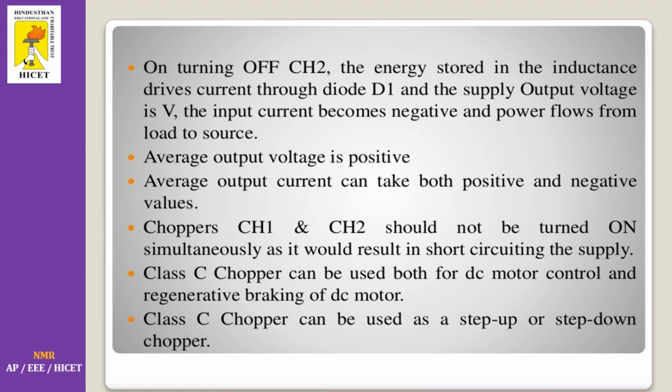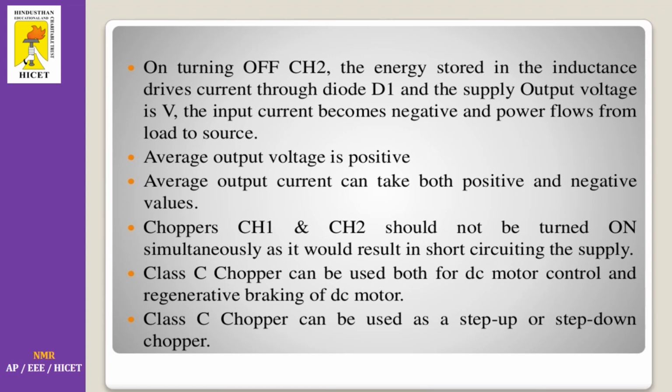On turning off CH2, the energy stored in the inductor drives the current through the diode D1 and the supply. The output voltage is V. The input current becomes negative and the power flows from load to source. The average output voltage is positive, but the average output current can take both positive and negative values. Chopper CH1 and CH2 should not be turned on simultaneously, as it will result in a short circuit of the supply.